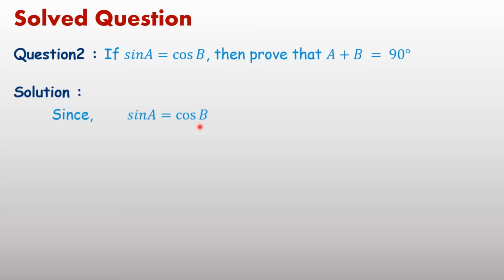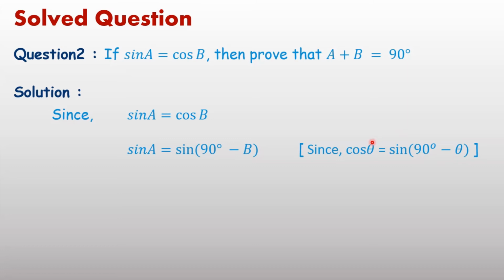Since sin A equals cos B is given, and using the identity sin(90 minus theta) equals cos theta, or cos(90 minus theta) equals sin theta, we can write cos B as sin(90 minus B). Here sin A equals sin(90 minus B).